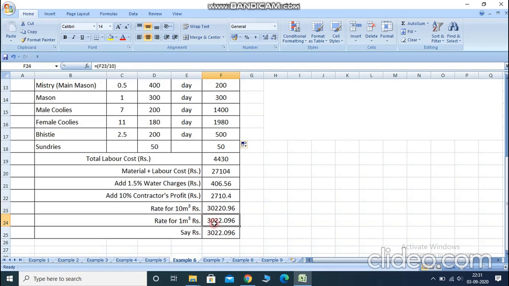So here the per meter cube rate is 30,220.96 divided by 10, and we got the answer 3022 rupees 0.096. So the final rounded figure is 3022 rupees per meter cube rate of the concrete of ratio 1:4:8.